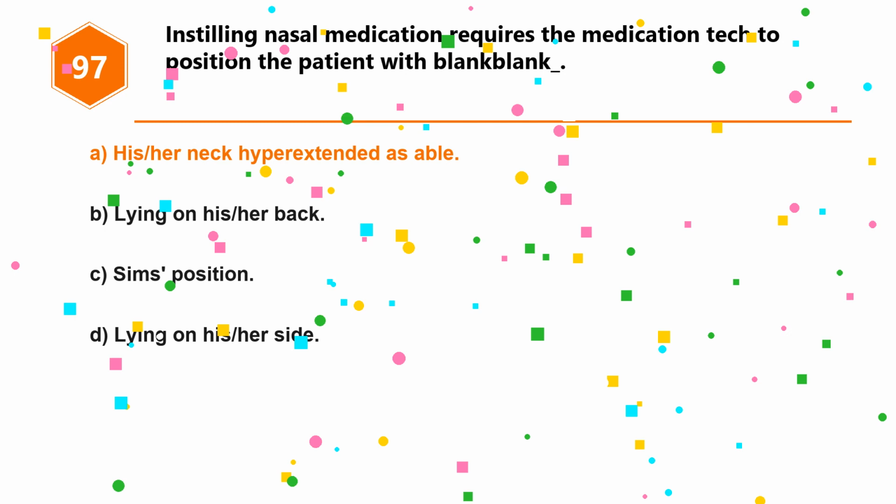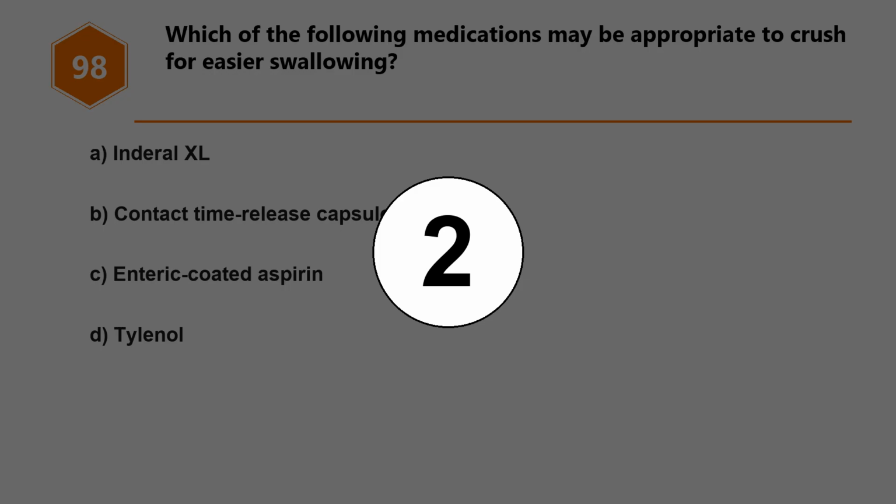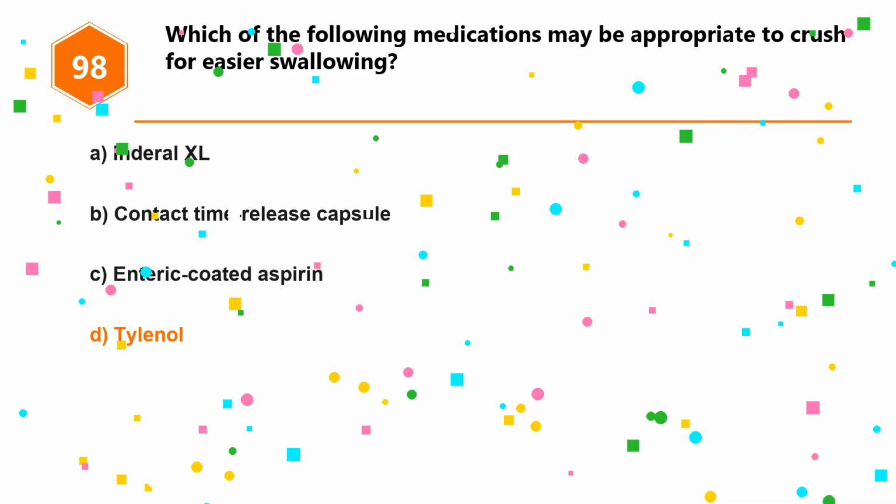The correct answer is option A, his/her neck hyperextended as able. Question 98. Which of the following medications may be appropriate to crush for easier swallowing? Option A, Inderal XL. Option B, Contac time release capsule. Option C, enteric-coated aspirin. Option D, Tylenol. The correct answer is option D, Tylenol.